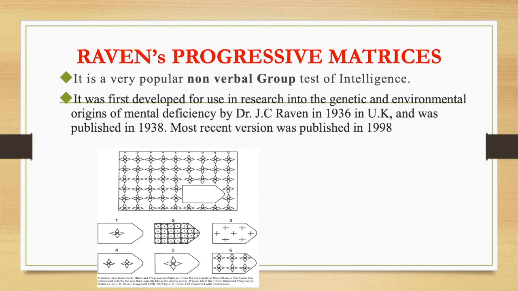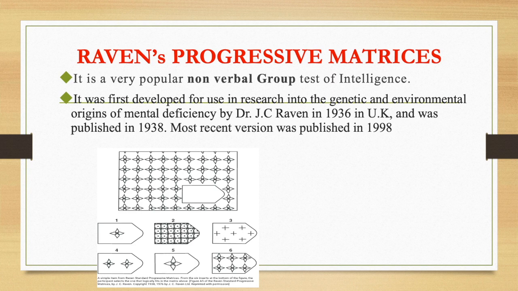Let's have a look at an example of the kind of items that are there in this test. Here you can see a pattern, and there is a part of the pattern which has been chipped off. After that, we are given 6 choices, and out of these 6 choices, we have to choose one which will fit in here and complete the pattern.